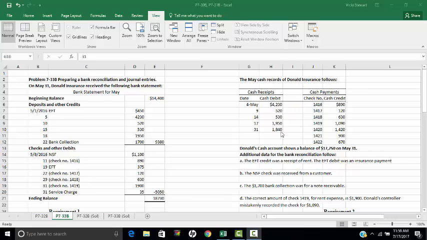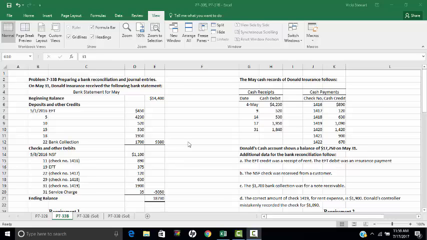Then the problem states that the May cash records of Donald Insurance are as follows, and they give us the cash receipts and the cash payments for May, and they tell us that the cash account had a balance of $17,750 on May 31st. Then they give us some additional data for the bank reconciliation.